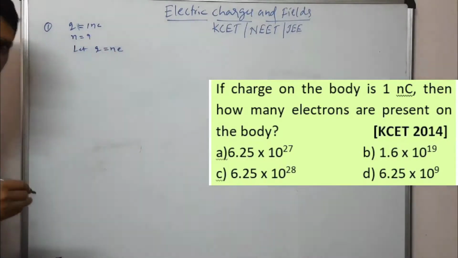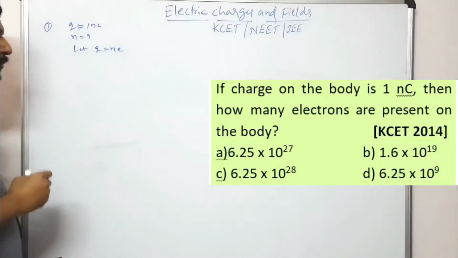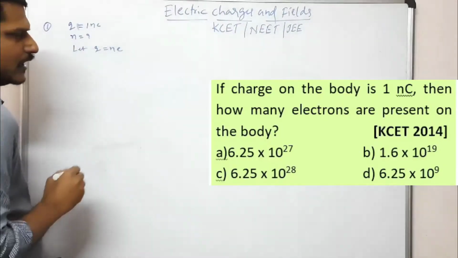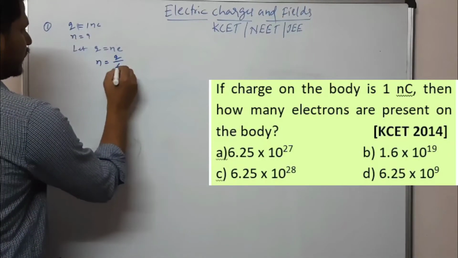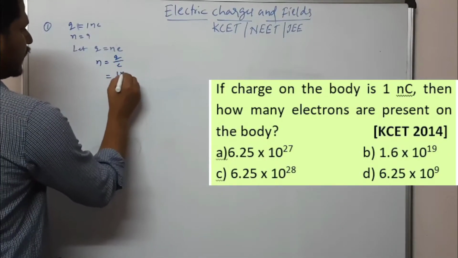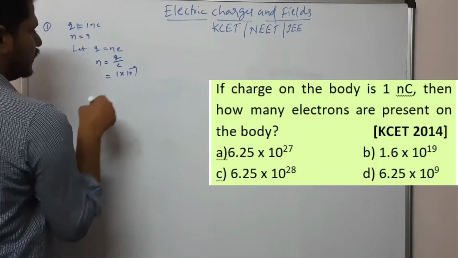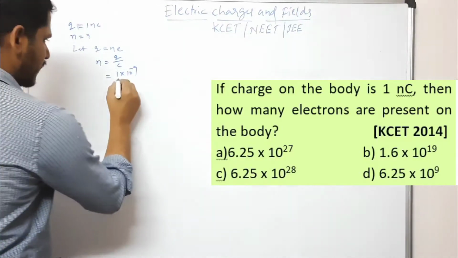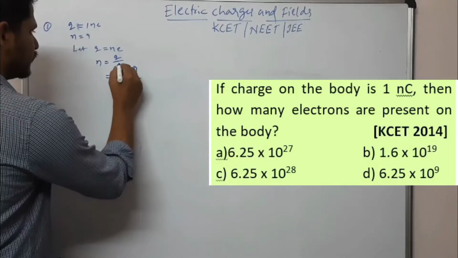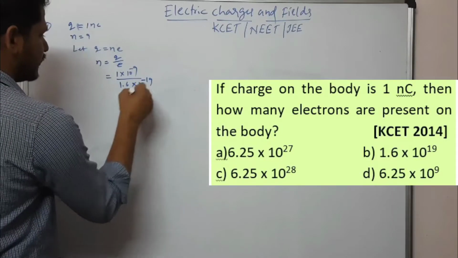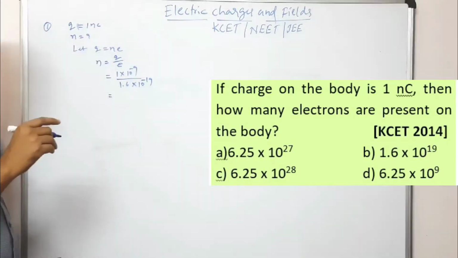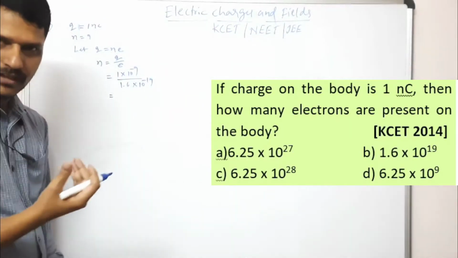They ask this even in theory for 1 mark, so it is a very important problem. Simple formula: Q is equal to N into E, so N is equal to Q by E. 1 nanocoulomb is given, so this is 1 into 10 to the power of minus 9 divided by E, which is 1.6 into 10 to the power of minus 19. You should remember this value because we use it many times.